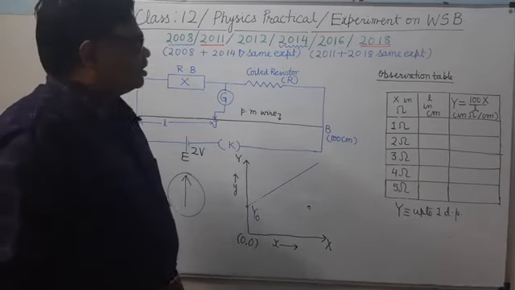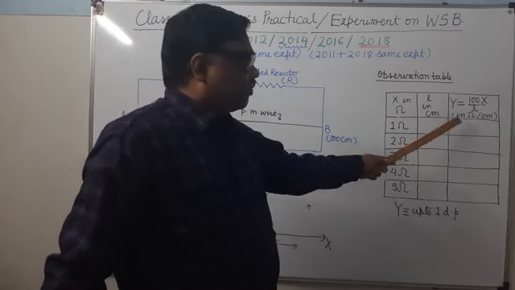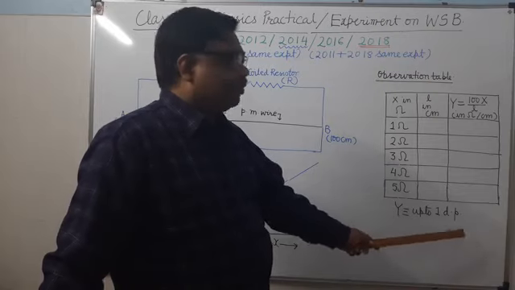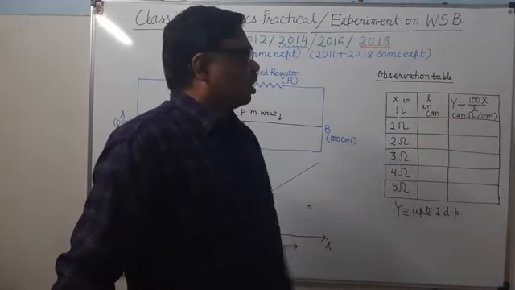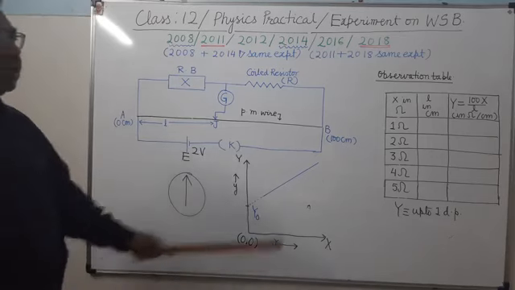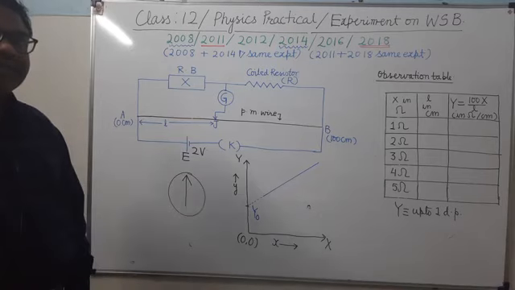Then here, this is the experiment of 2018. We will calculate the value of capital Y up to 1 decimal place according to this formula, 100 into X upon L. What will be its unit? X is in ohm, L in centimeter, so ohm per centimeter.